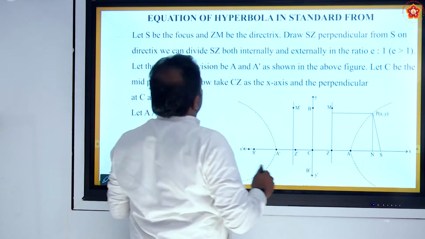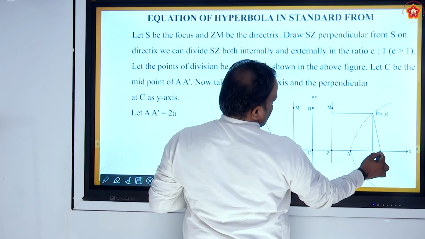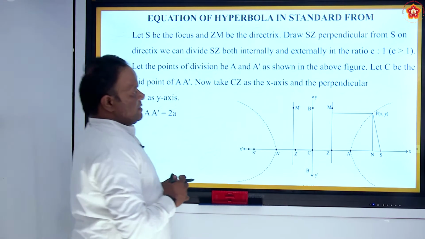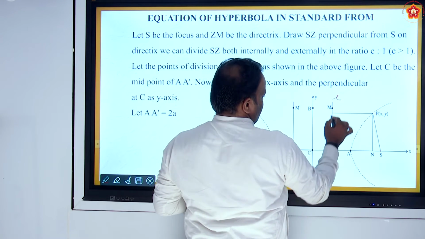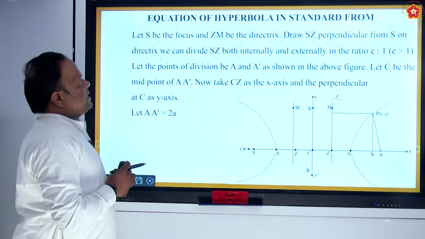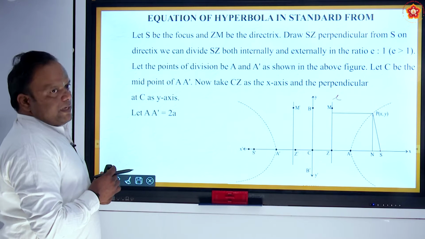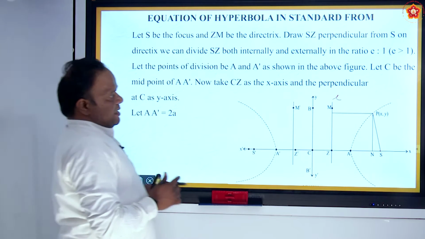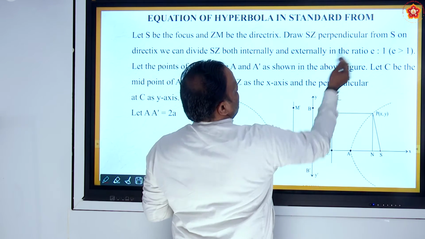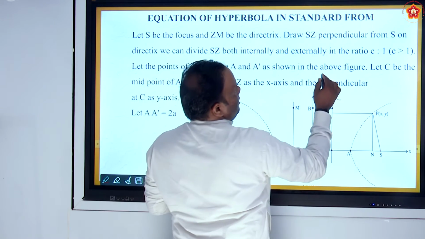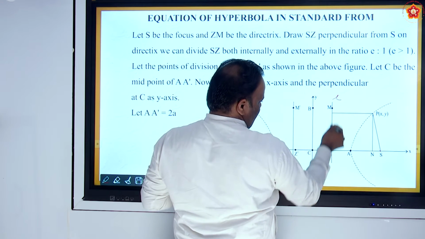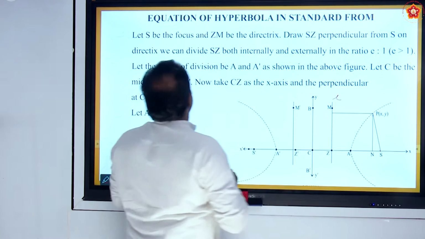Let S be the focus. This S is the focus here. And ZM be the directrix. Normally we say directrix L, but here it is given as ZM. ZM is the directrix of the hyperbola. Draw SZ, from S perpendicular to the directrix, that is, from S onto the directrix MZ or ZM or L.